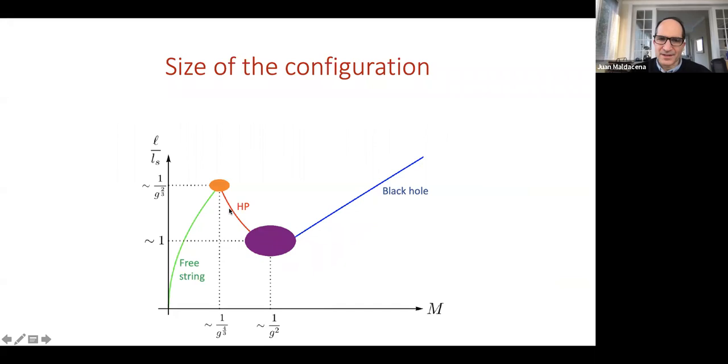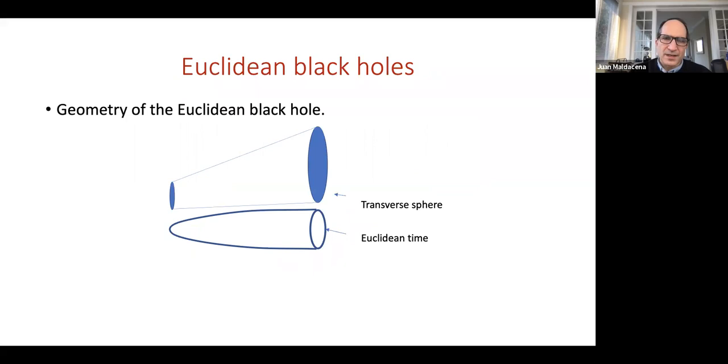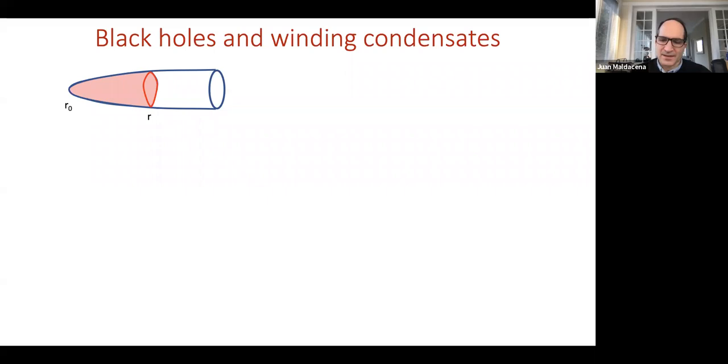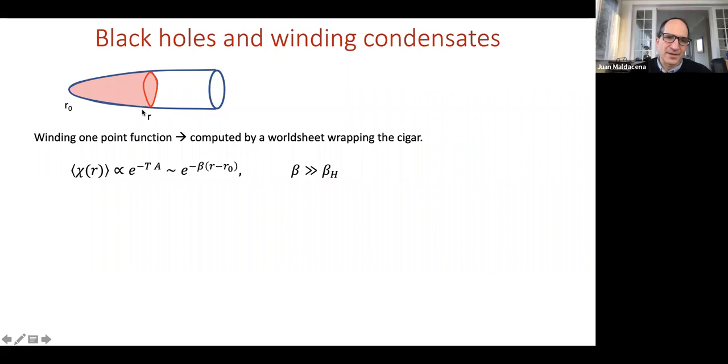So we can consider, well, of course, you all know very well the geometry of the Euclidean black hole, so I won't discuss it. I'm only going to mention that when you have a black hole, you also have a winding condensate. If you consider a mode that has winding number, then it will get a non-zero one-point function coming from a string that wraps the Euclidean cigar, so the radial and time dimensions. And that will give a small bev for these winding modes.